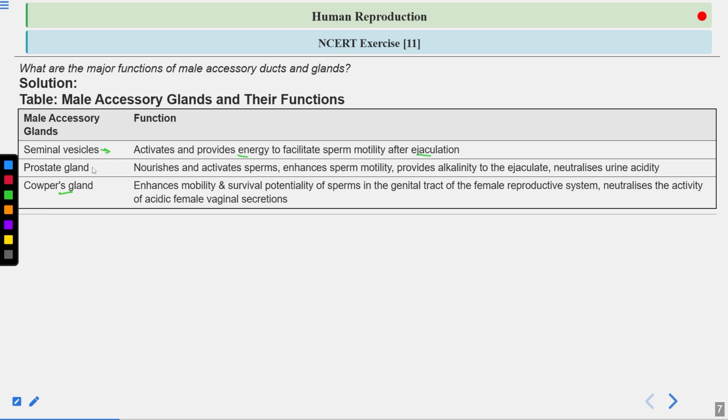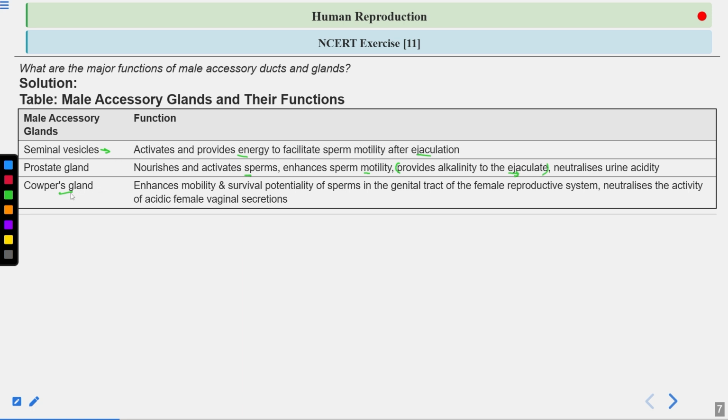Then the prostate gland. It nourishes and activates the sperms and enhances sperm motility. The secretion of the prostate gland is very important: it provides alkalinity to the ejaculate and also neutralizes the urine acidity. Simply, you can say the secretions of the prostate gland are quite milky and they provide alkalinity to the ejaculate.